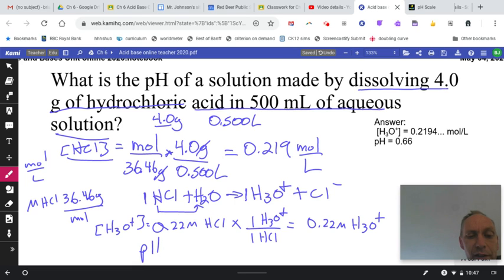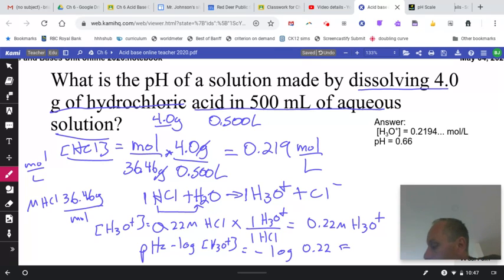The last thing I need to do is pH. So pH is negative log of the concentration of hydronium. So that's going to be negative log of 0.22. And I would carry all my digits through because this is an intermediate calculation. Carrying all the digits through, we get 0.66. And that's 2 sig digs, 2 decimal places on our pH. There were our unrounded digits on the hydronium, and there's our final pH, 0.66. So that's pretty acidic. It's getting close to a pH of 0.